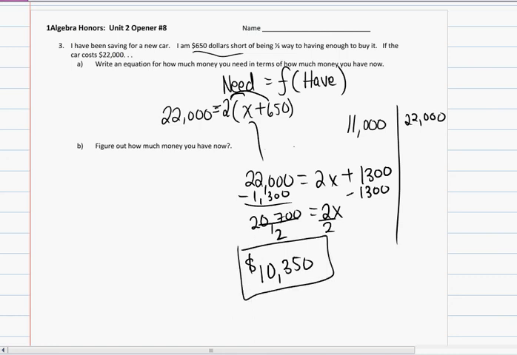Which you probably would have intuitively thought about. Well, you know, halfway is 11,000. Less than that is 10,350. But now you have an equation way of doing it, and if the numbers aren't as simple, you can still solve a problem like this as long as you can set it up, keeping in mind not the idea of having, but what do I need to do to each side to keep them equal.